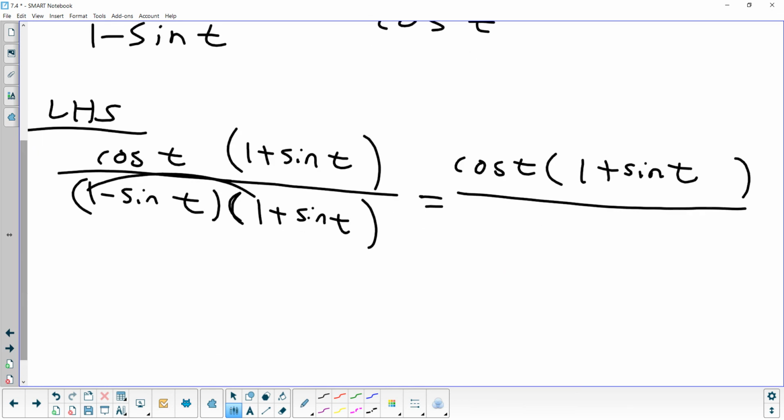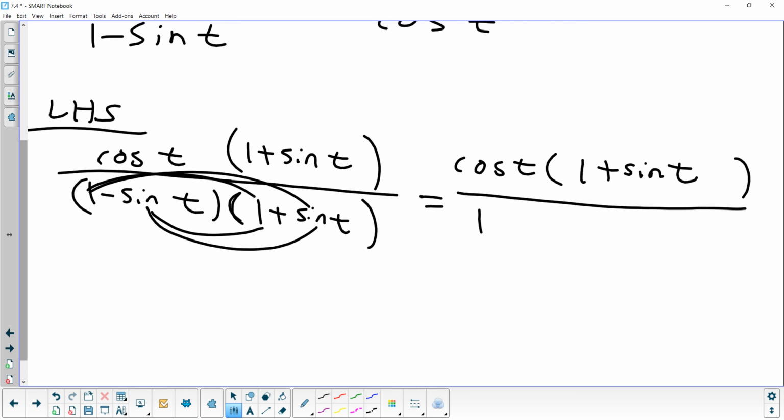What's 1 times 1? 1. What about 1 times sine? Sine. And 1 times negative sine? So what's a positive sine and a negative sine? What does that give me? 0. Whenever you FOIL conjugates, the outer and the inner don't matter. They're always going to give you 0. So you do the first and you do the last.